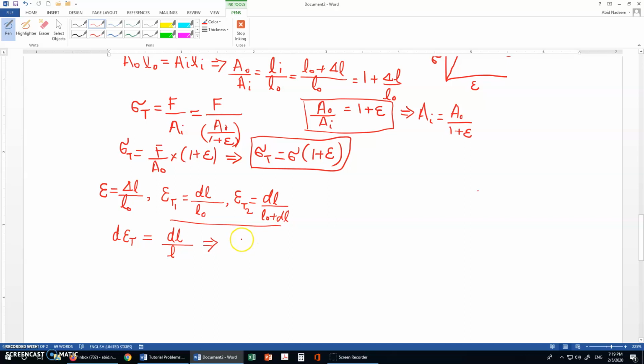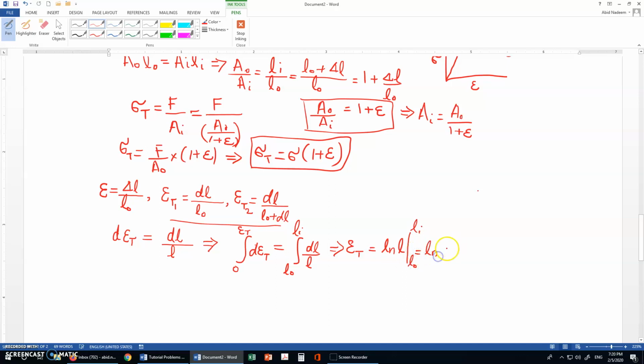So the overall strain from length L naught to Li will be the total strain. Okay, so the total strain will be the integral of d epsilon t from 0 to the final strain value, which will be equal to the integral of dL over L from length L naught to Li. So we will need to take integration to find the total strain. So these are definite integrals. This will be equal to epsilon t minus 0, and because L is in the denominator, this integral is natural log of L, with limits Li and L naught.